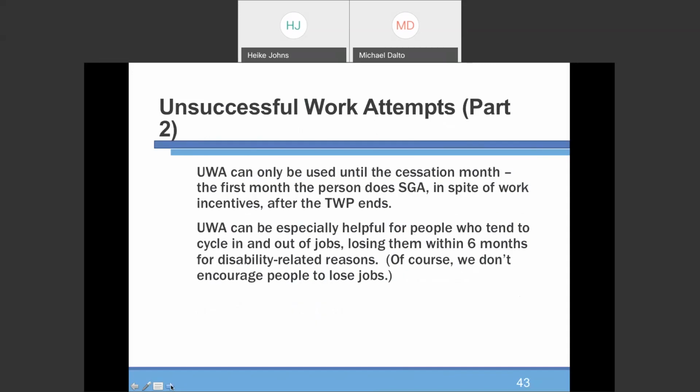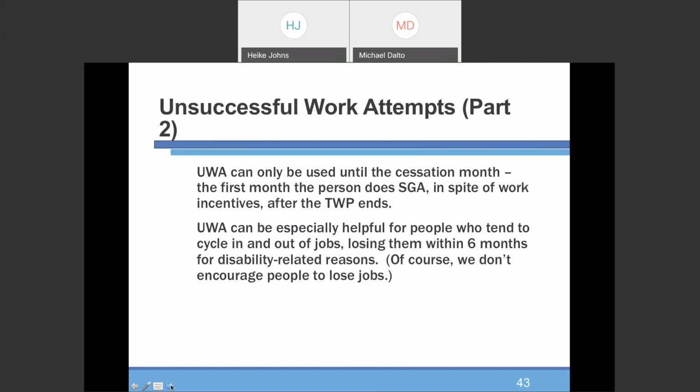Now, one key detail about an unsuccessful work attempt is that you can use unsuccessful work attempts anytime a person's working no more than 6 months, and has their earnings drop below SGA or stop for disability-related reasons, as long as Social Security approves.